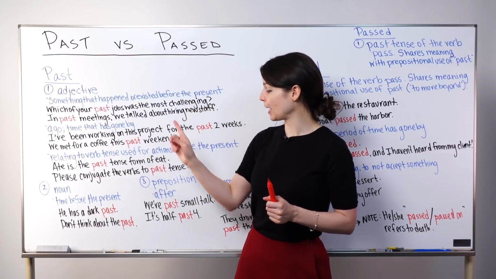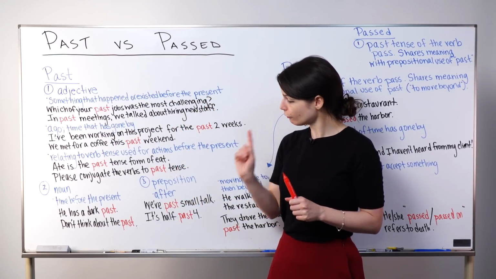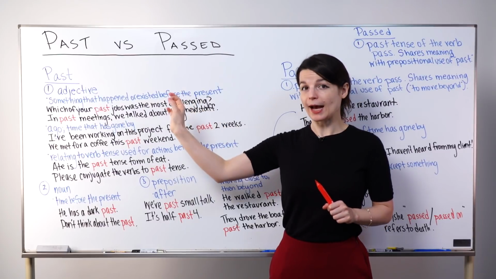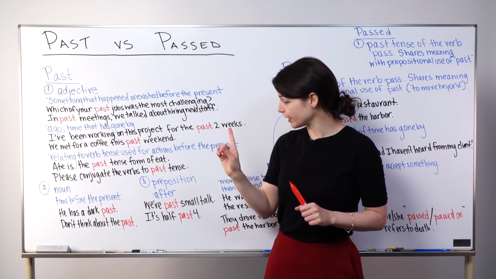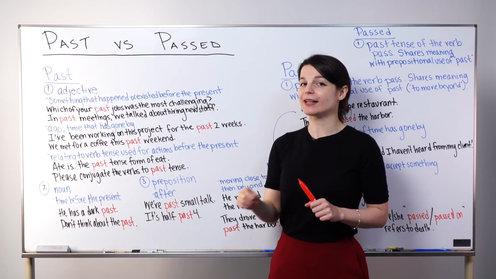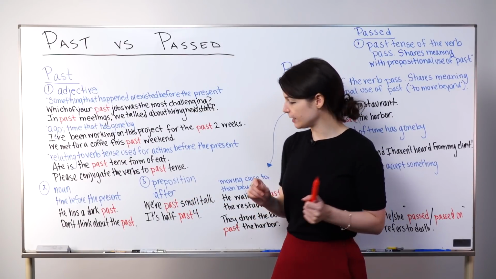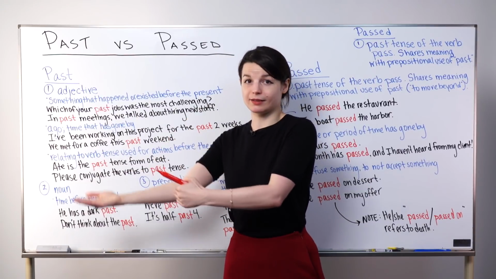Okay, so lastly here, I want to talk about number 3, which is the prepositional use of the word past. I'm going to talk about 2 points here. First is using past to mean after. For example, we're past small talk. In this situation, past means we're beyond small talk.